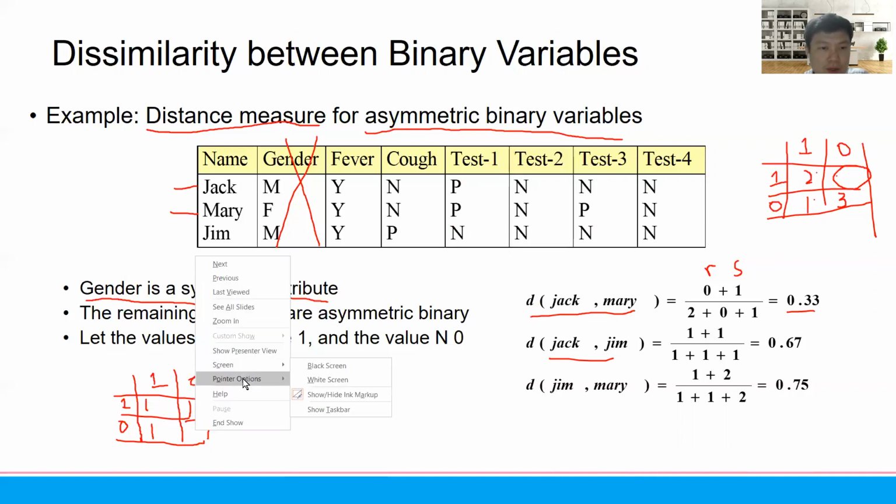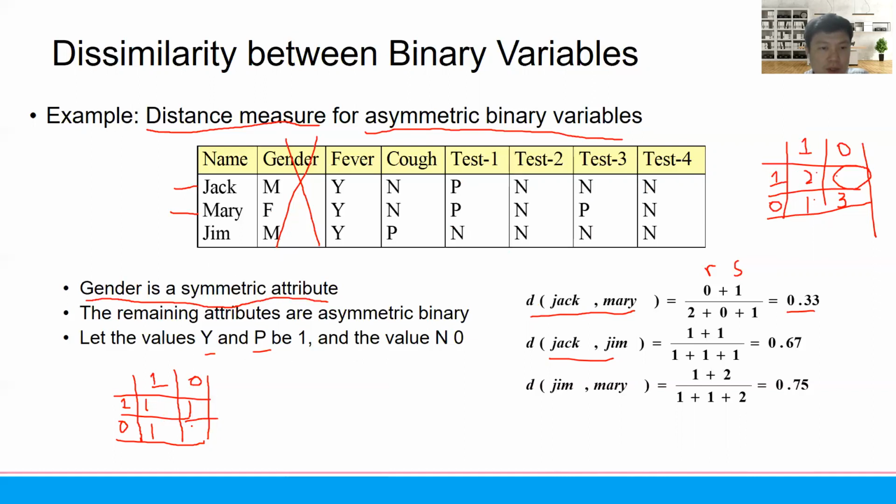And after we have this, we can calculate again the same. So we have 1, 1, 1. So 1 plus 1 is the R, and this is the S. And the Q is 1, and then S is 1, and R is 1. So the result is this one. Can you calculate by your own for Jim and Mary? So you can try.